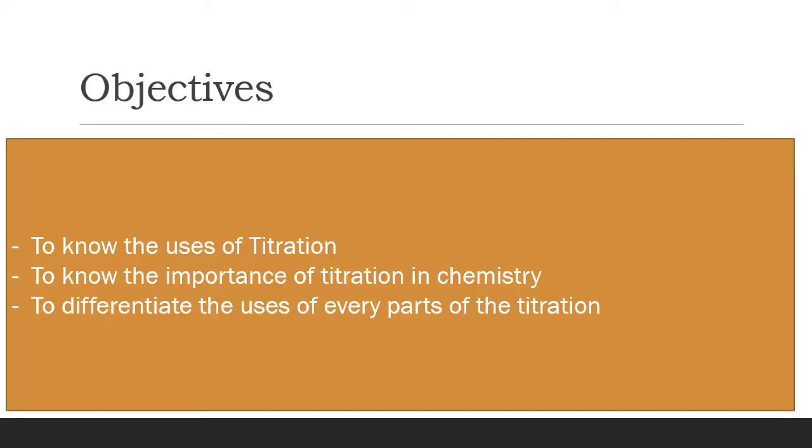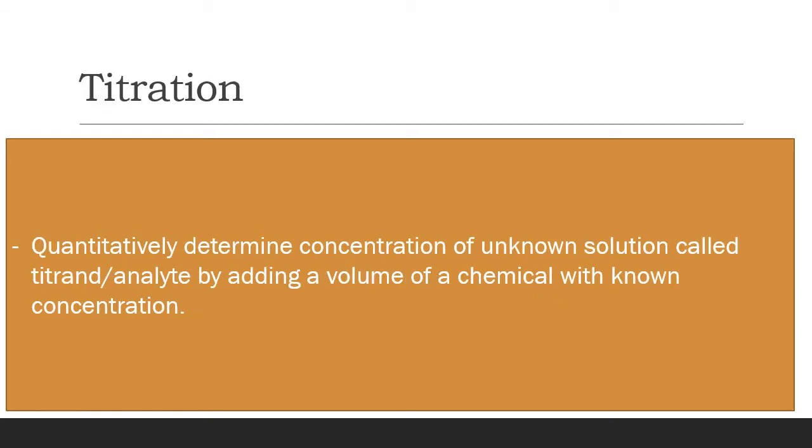Pangandaman. Objectives: to know the uses of titration, to know the importance of titration in chemistry, to differentiate the uses of every part of the titration. Titration: quantitatively determine the concentration of an unknown solution, called the titrant, analyzed by adding a volume of a chemical with known concentration.